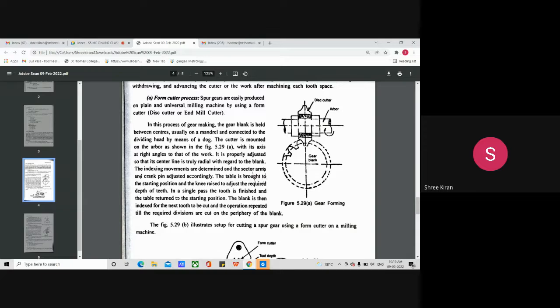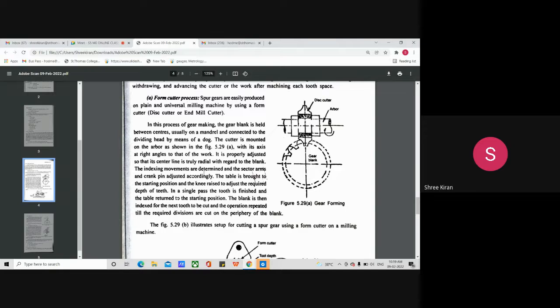The gear blank is held between the centers, usually on the mandrel and connected to the dividing head by means of a dog, and the cutter is mounted on the arbor with its axis at right angle. It is properly adjusted so that its center line is truly radial with regard to the blank.